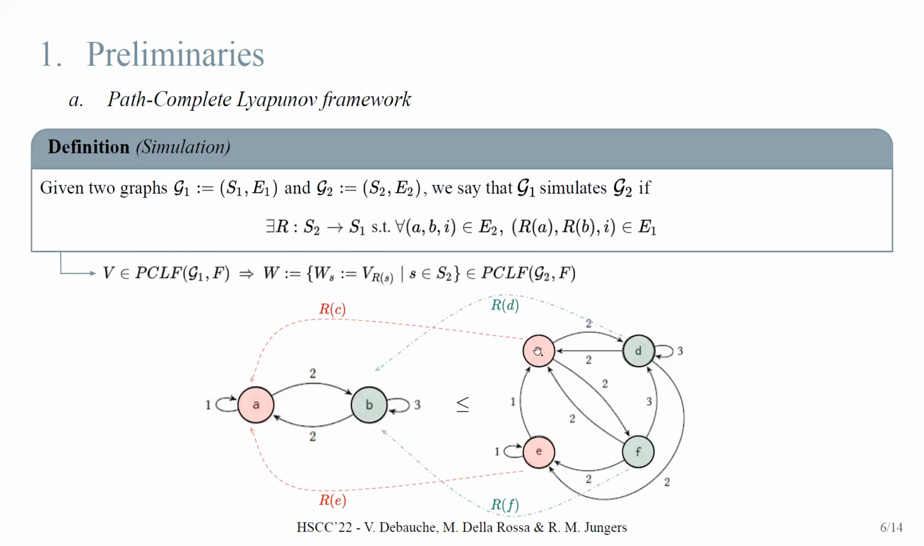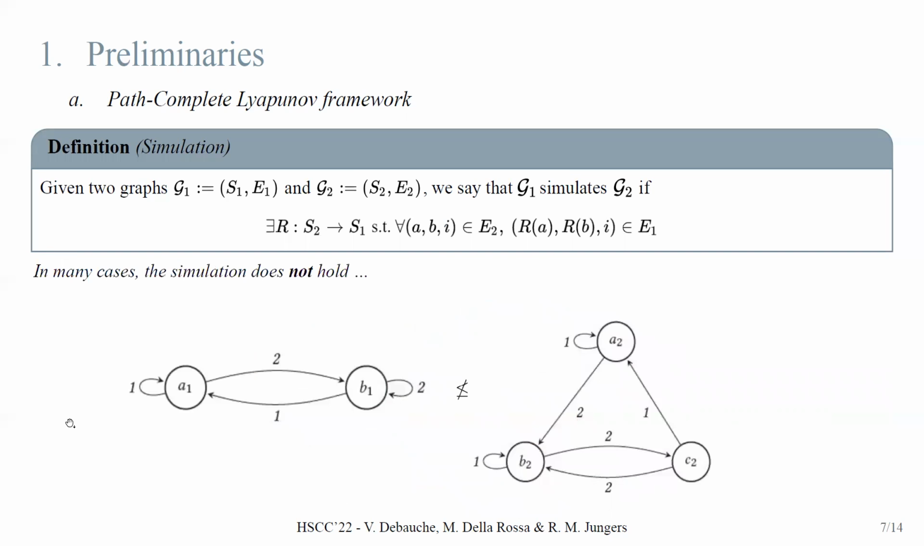So if we take an example, we can see that a simulation relation exists where the nodes C and E are associated to the node A and the nodes D and F are associated to the node B. And this means that if there exists a solution VA and VB for the first graph, then there exists a trivial solution for the second graph by taking WC and WE as equal to VA and WD and WF as equal to VB.